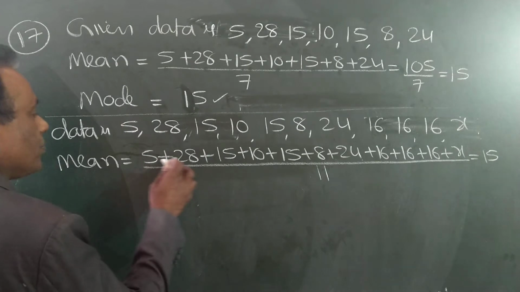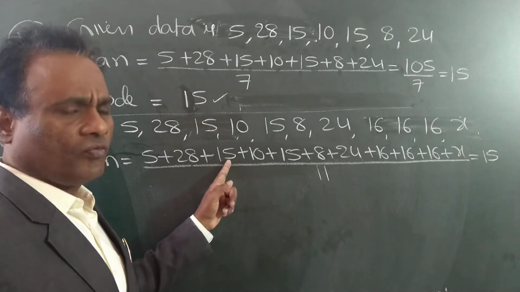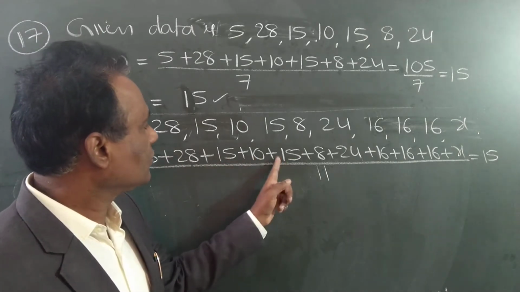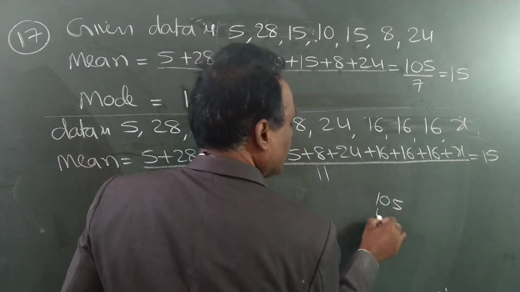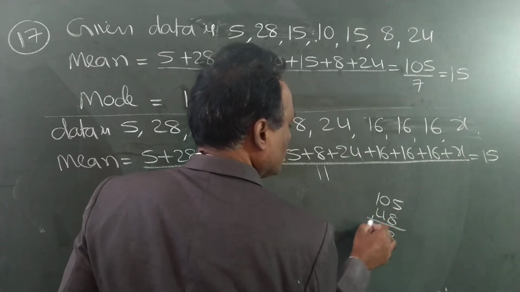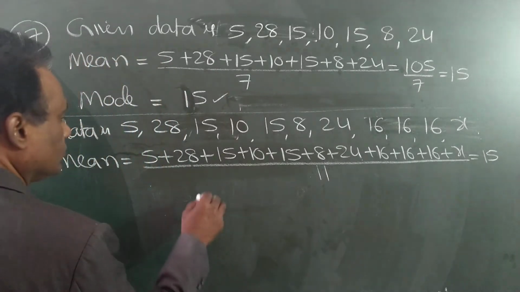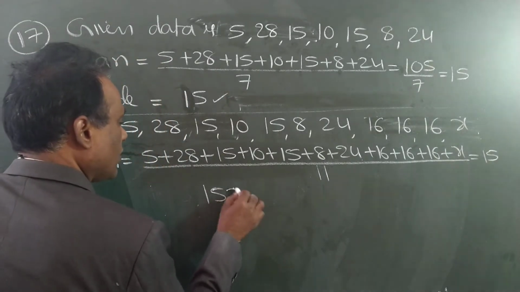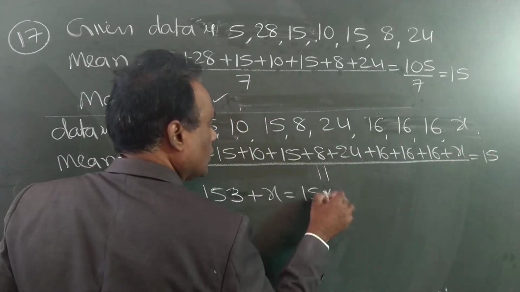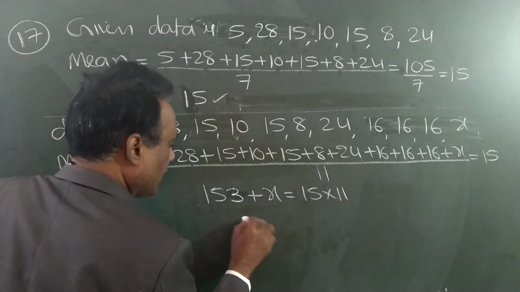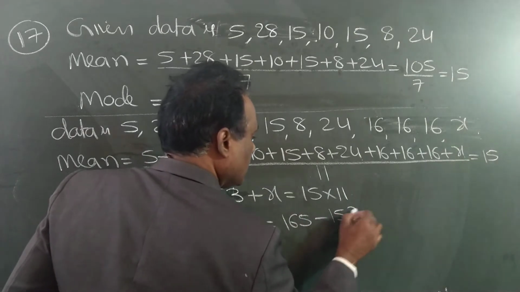Now do it. 5 plus 28 is 33, 48, 58, 73, 81, 105. 105 plus 48 is 153. Total is 153 plus x is equal to 15 into 11. x is equal to 165 minus 153, which is 12.